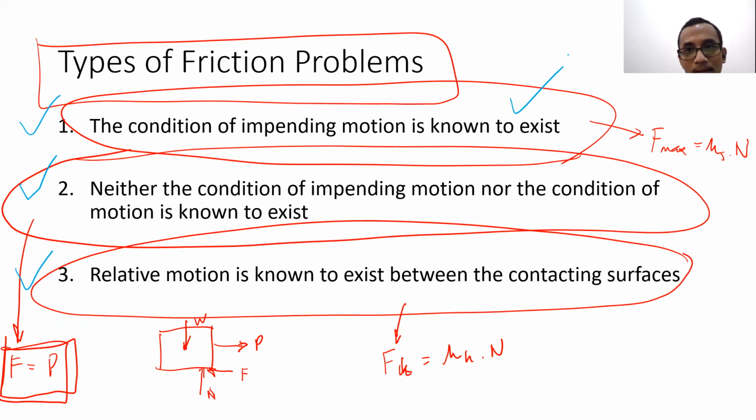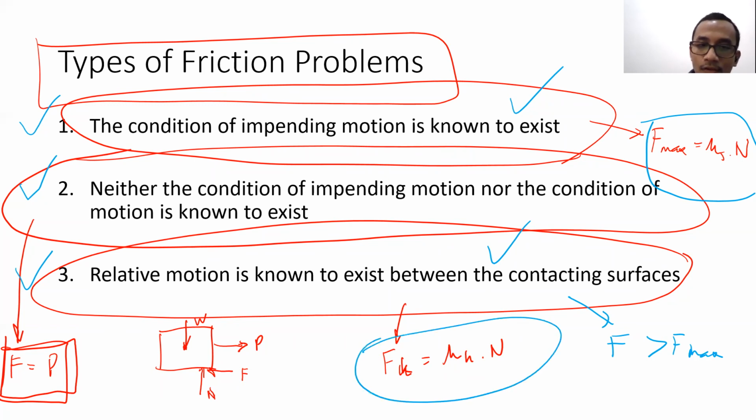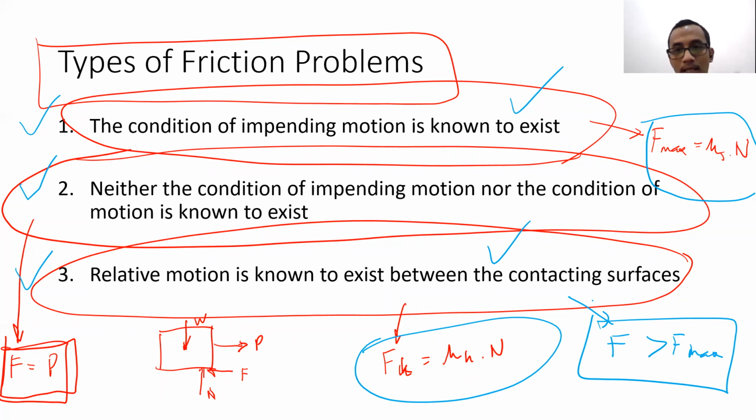Do you think the impending motion is happening? No, because the value is less than the maximum static friction force. Do you think the motion is happening? No, as well, because for motion to happen, the friction force is supposed to be bigger than F max. Later we would have to use Fk instead of Fs, but this has to happen first. The calculated friction force must be bigger than F max, which is not possible. That's why motion is not happening there.